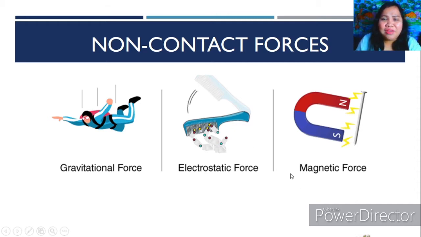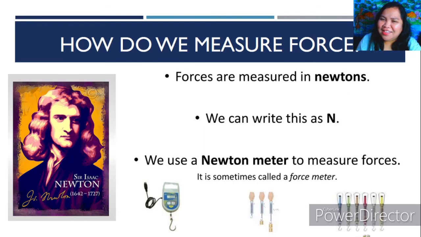So now we know the different types of forces. The next question is, how do we measure force? We measure forces in newtons in honor of Sir Isaac Newton. We can write that as capital N. We use a Newton meter to measure forces, or sometimes we call this a force meter. A force meter looks like this. I hope you have seen one.